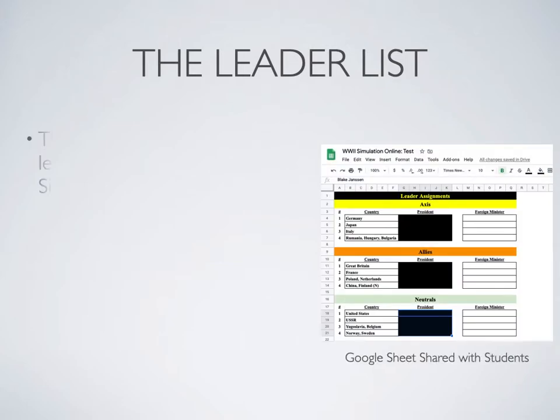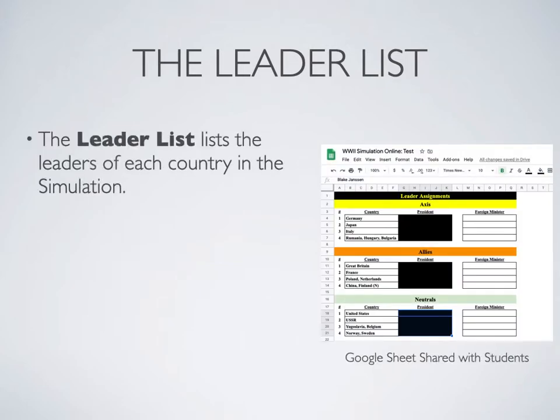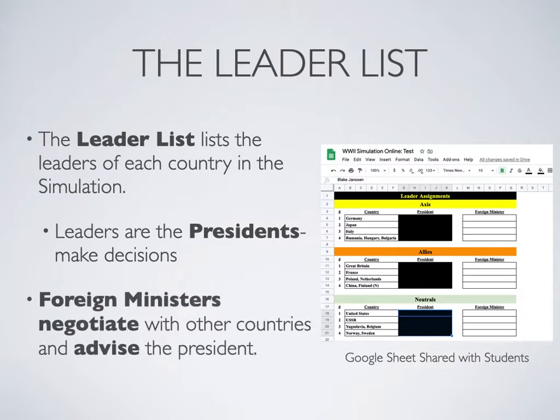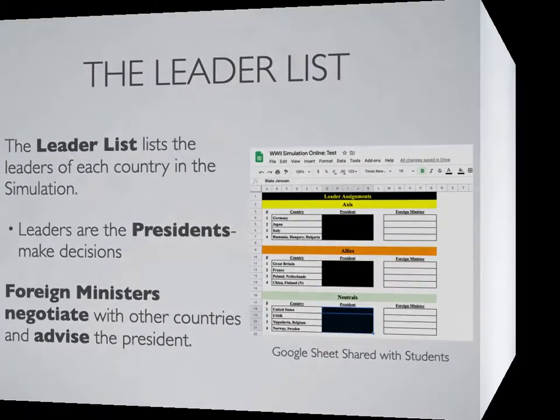In this online version, we use Google Classroom. You could use Moodle or any other school platform, Edmodo. Doesn't really matter. I used Google Sheets from Google Classroom in my Google Drive. The leader list is going to show the leaders that we have in the simulation. This is also going to show whether you are a president, which is the chief decision maker, or you are a foreign minister who negotiates with other countries and gives advice to the president.